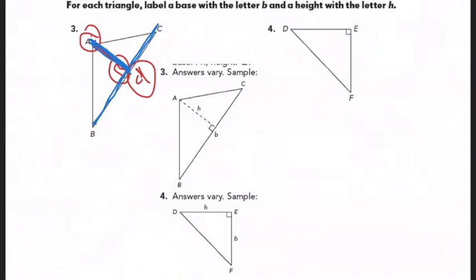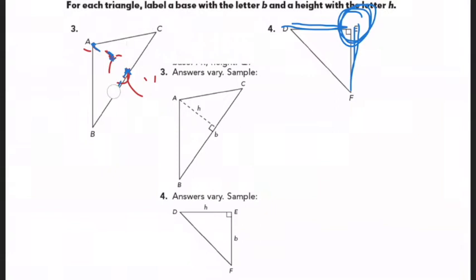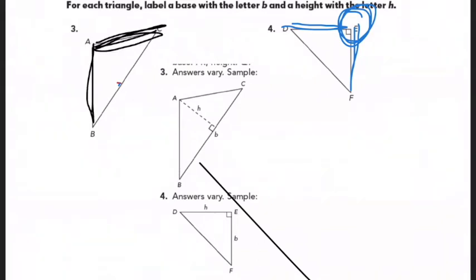All right, so 4 is easy. 4 is just like number 1. So either DE is going to be the base, or EF is the base, and reverse it for the height. The reason why is because that's the right angle right there. Okay, and just remember, let's go back to number 3 real quick. The reason why AB can't be the height, or AC can't be the height, is because they're on angles there. If you notice, the height must be on a straight line.